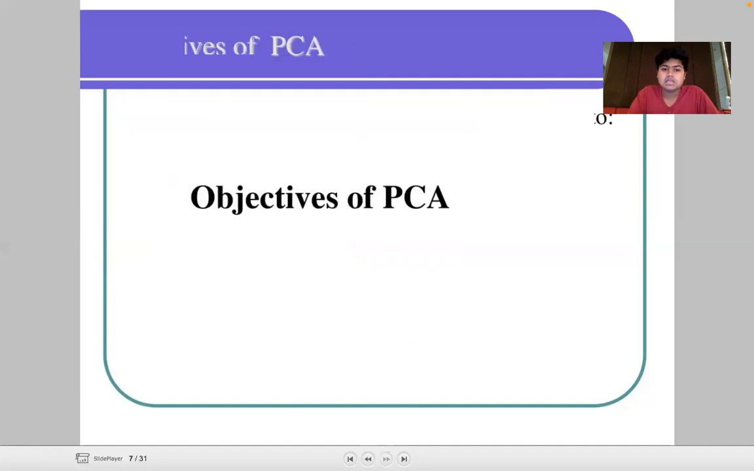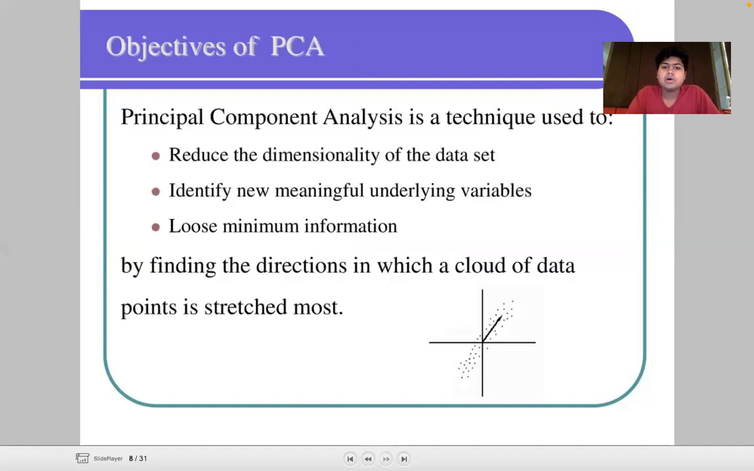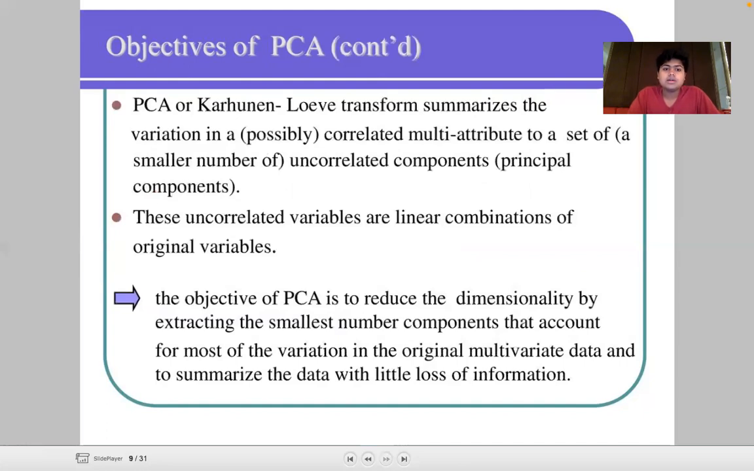Moving to the objectives of PCA. Principal component analysis is a technique used to reduce the dimensionality of the data set, to identify new meaningful underlying variables, and to lose minimum information, by finding the directions in which a cloud of data is stretched the most. PCA, or the Karhunen-Loève transform, summarizes the variation in a possibly correlated multi-attribute data set to a smaller number of uncorrelated components, the principal components. These uncorrelated variables are linear combinations of the original variables.